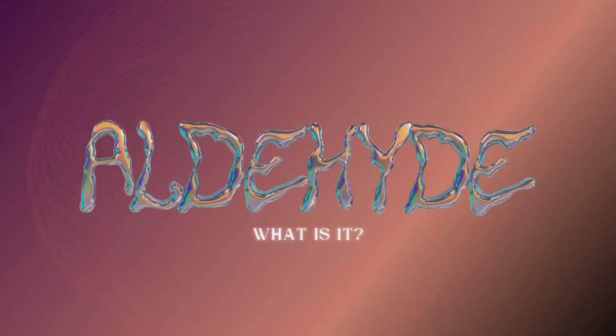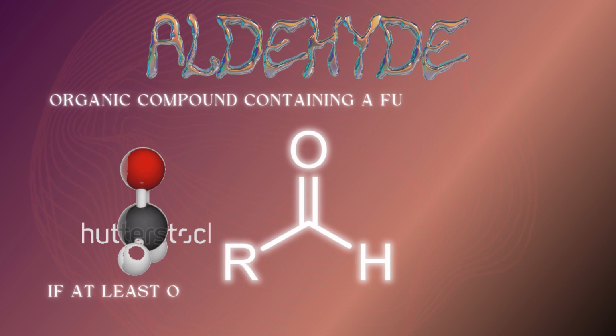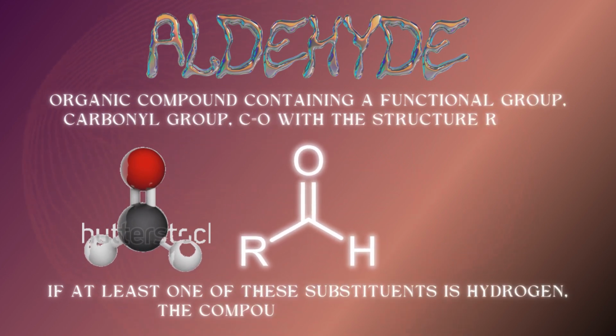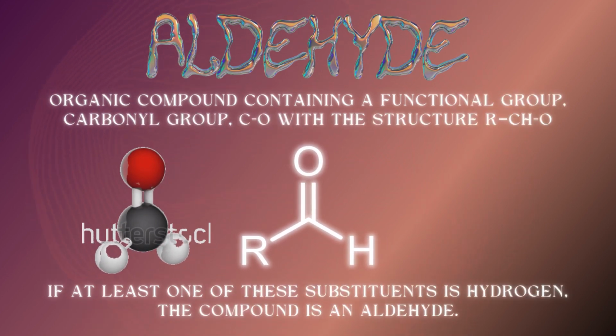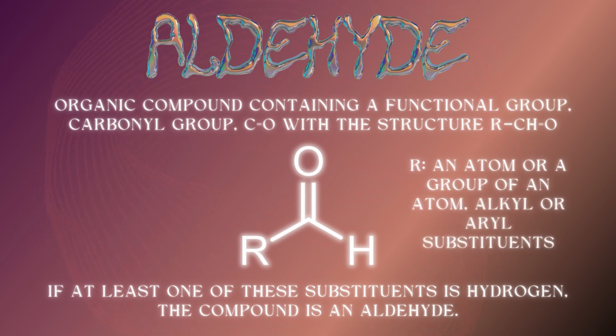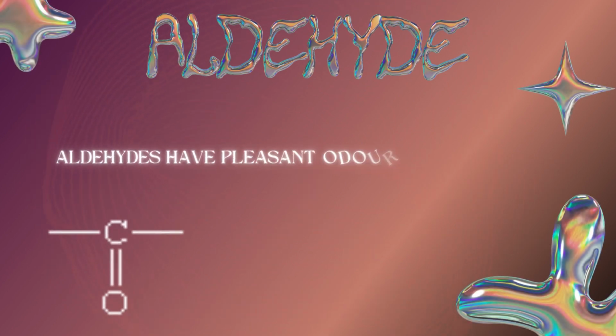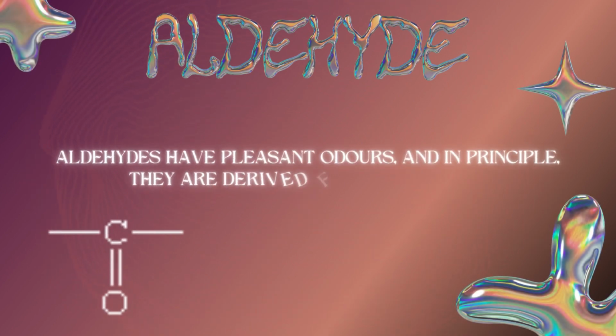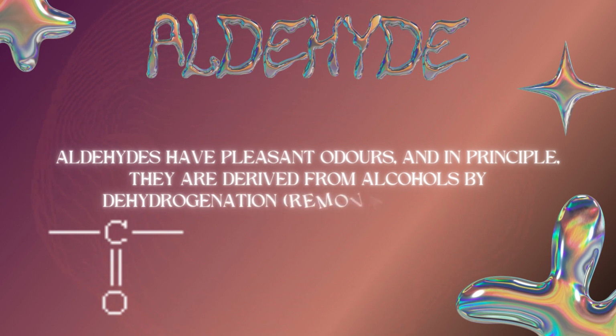Let's take a look into aldehyde. Aldehyde is an organic compound that contains the carbonyl group bonded to at least one hydrogen atom. If at least one of these substituents is hydrogen, the compound is an aldehyde. Aldehydes have pleasant odors, and in principle, they are derived from alcohols by dehydrogenation, removal of hydrogen.